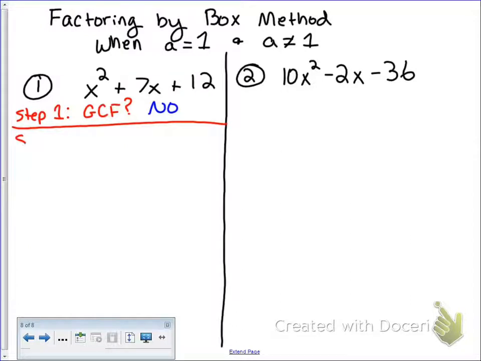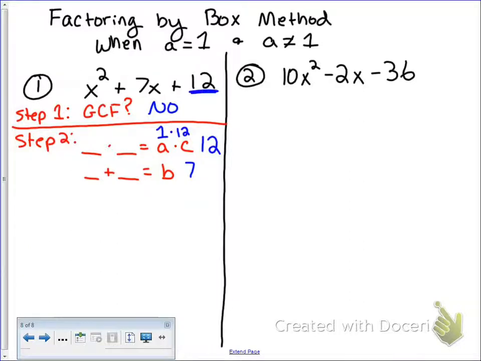All right, step 2. Now for step 2, this is when we need to find two numbers that multiply to give us a times c and that add to give us b. In this one, you're going to notice that this is actually what we were doing last week. So we need two numbers that multiply to give us a times c. In this case, a is 1 and c is 12. So we need to find two numbers that multiply to give us 12 and that add to give us 7. Well, it's the same thing we were doing last week. Two numbers that multiply to give us the last term and add to give us the middle term.